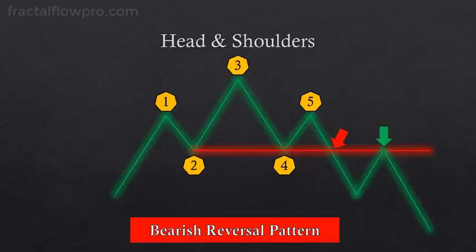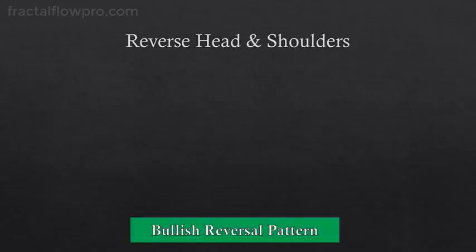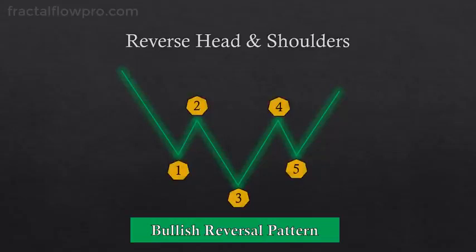Next in line we have the reverse head and shoulders pattern, which works in a similar way to the standard head and shoulders. But the reverse version is a bullish reversal pattern, while the standard version is a bearish reversal pattern. The reverse head and shoulders pattern has the same configuration as the standard, but the pattern is upside down. We have a lower low followed by a higher low. The logic behind that is that sellers were able to create a low in number 3, but as they tried to create a lower low in number 5, they failed.